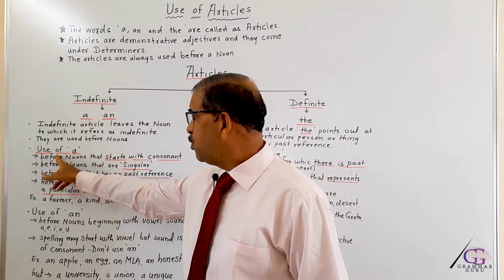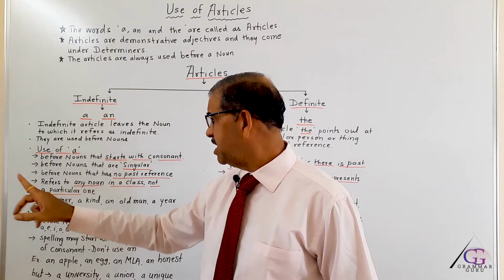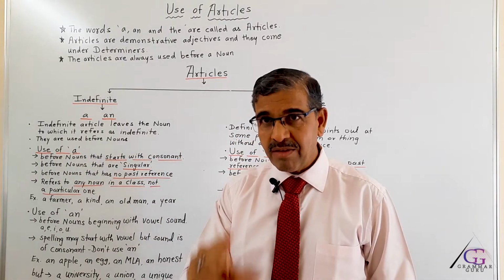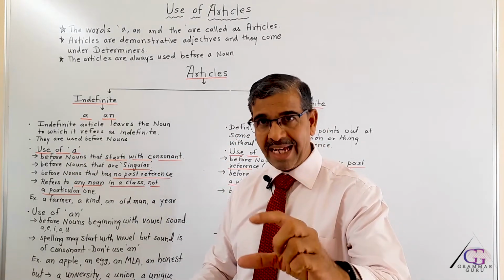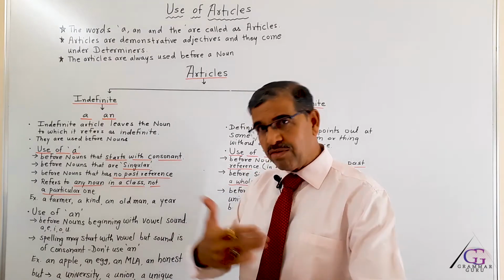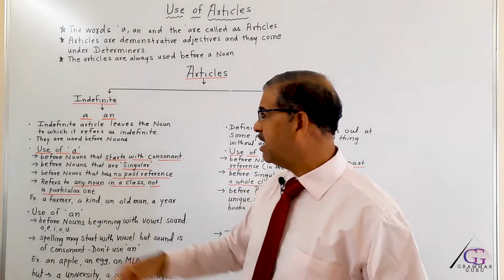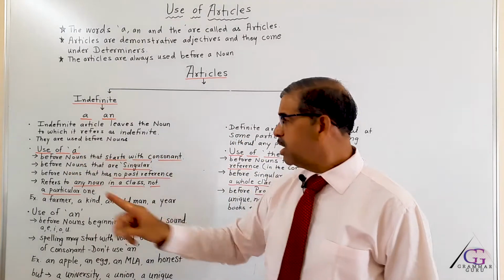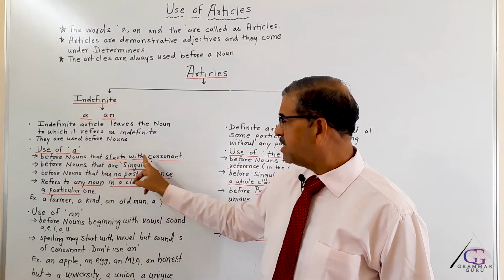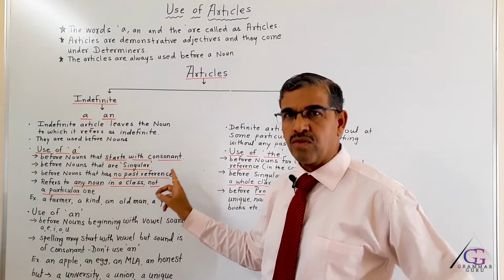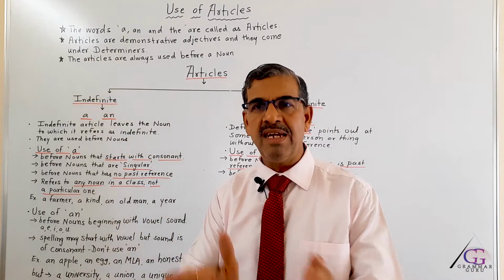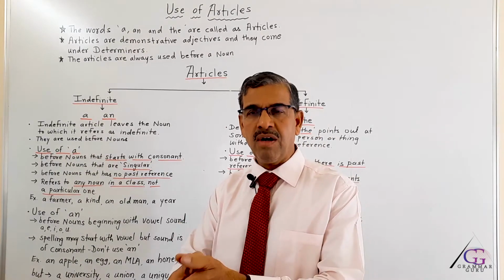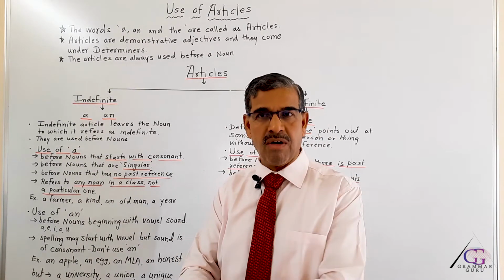So, the use of a: the first point is we use article a. I am not talking about an. Presently we will first talk about a, then we will talk about an, and then we will talk together about a or an. Article a is used before nouns that start with a consonant. Consonant means apart from a, e, i, o, u, those are vowels. The sound of a vowel should not be there, neither should the vowel.